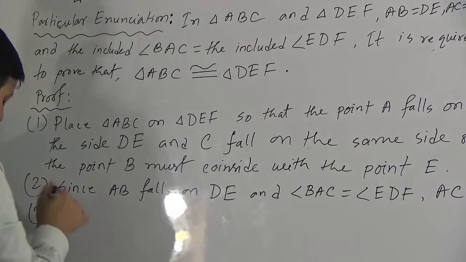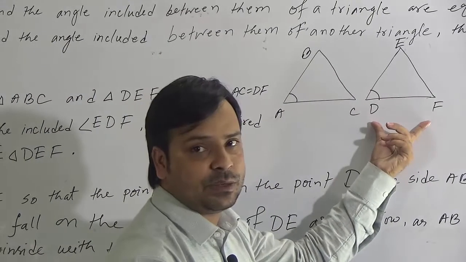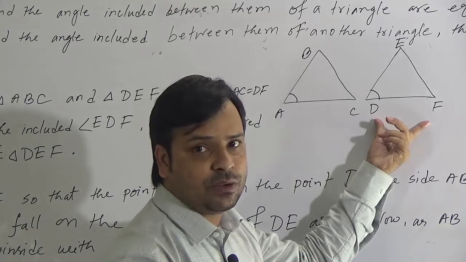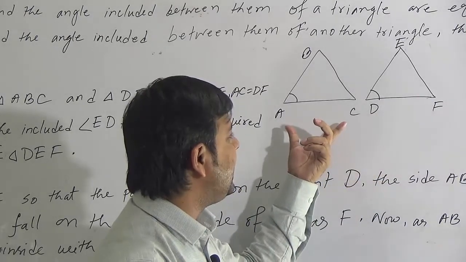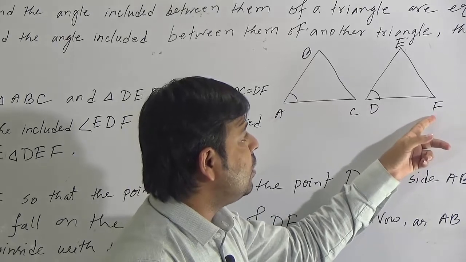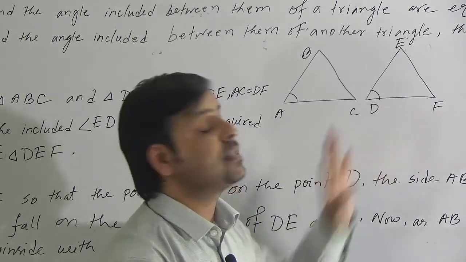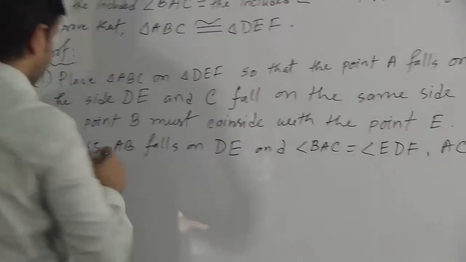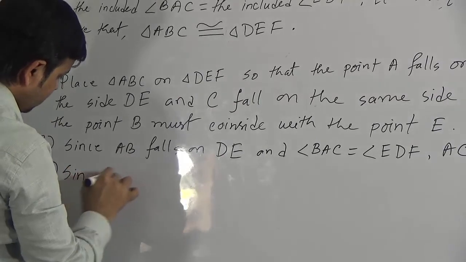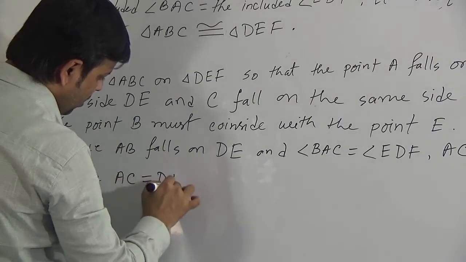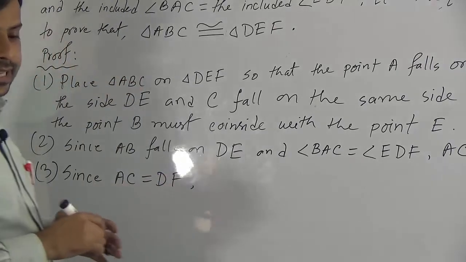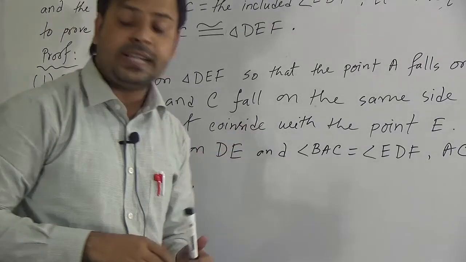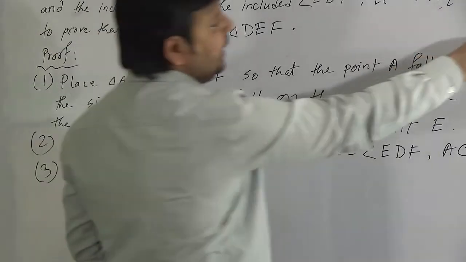Dear students, now if you notice here, you know that the side AC and DF are equal. So we can say here C must fall on F. It means that C coincides with F. So we can write here, since AC is equal to DF, the point C must coincide with the point F.